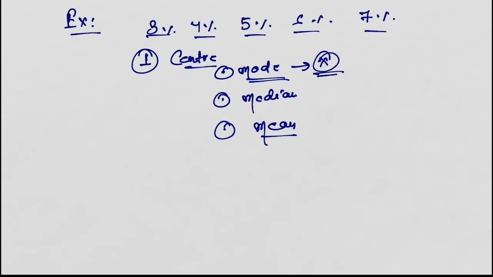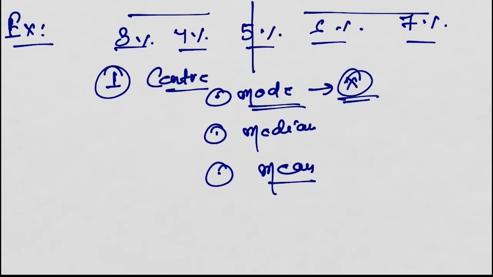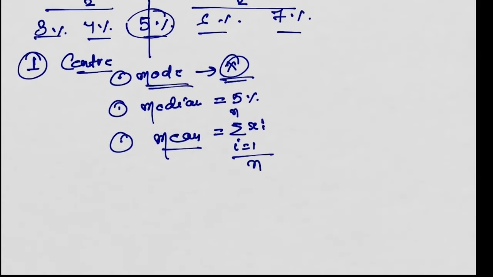What is median? Median is a line which bisects the data into two equal halves. So if I make a line at 5, then I have two data points on the left and two data points on the right. So 5 is my median. And what is mean? It is the summation of xi, i equals 1 to n, divided by n. We just discussed it.